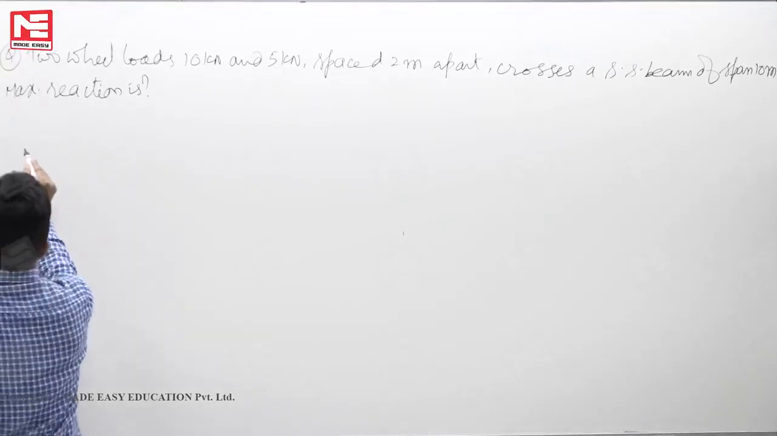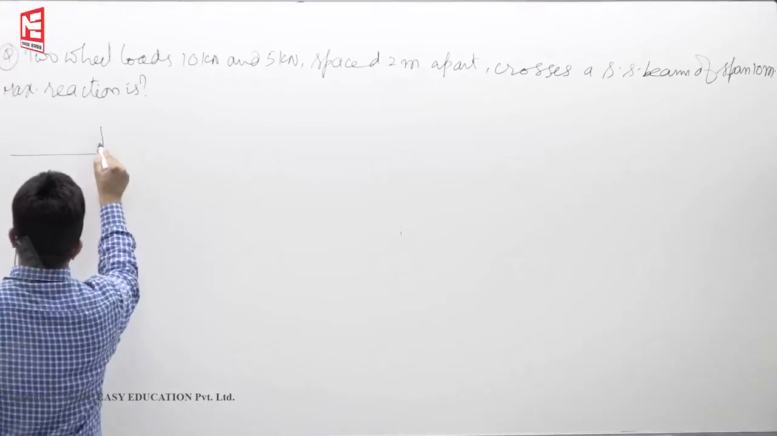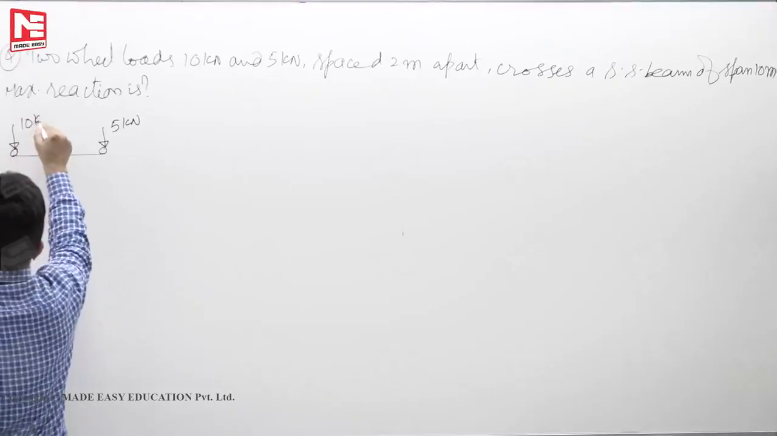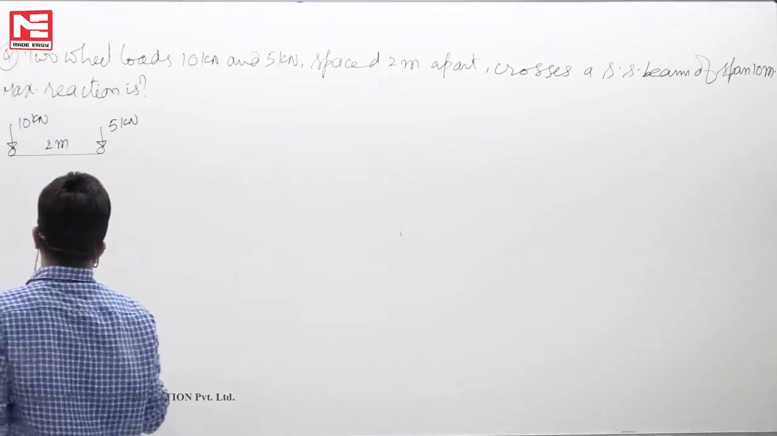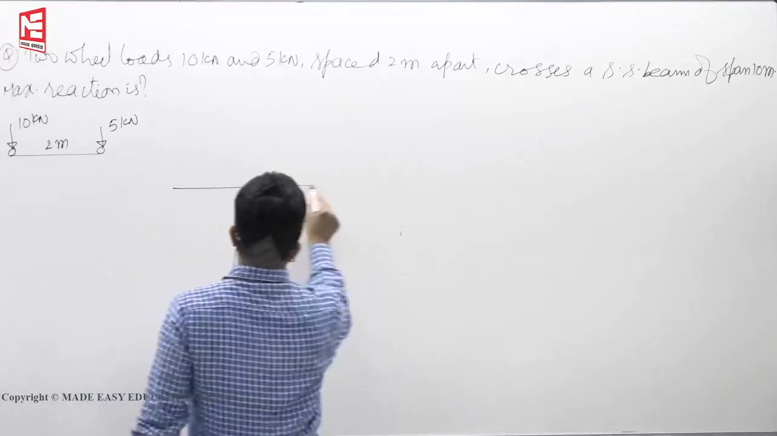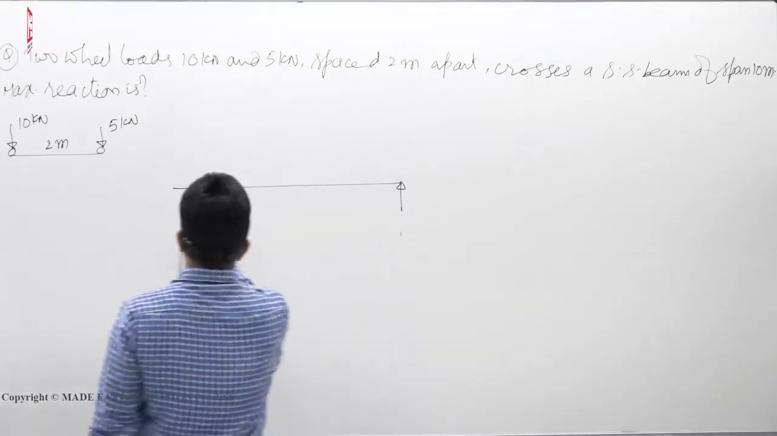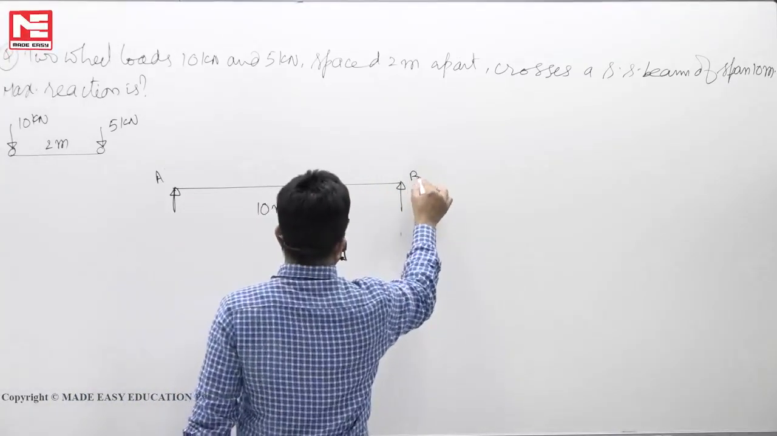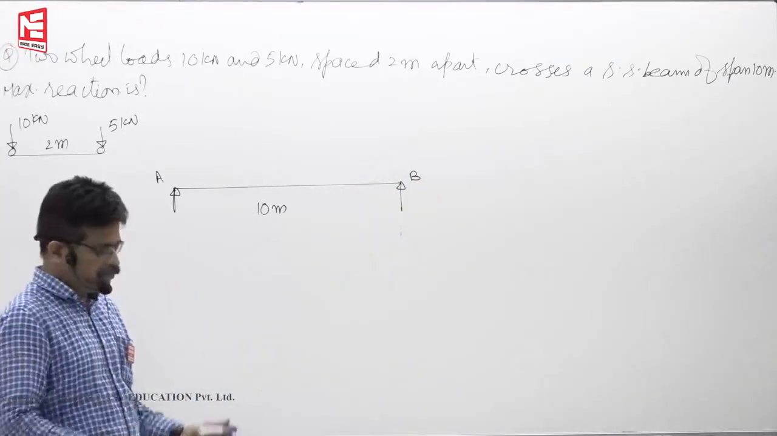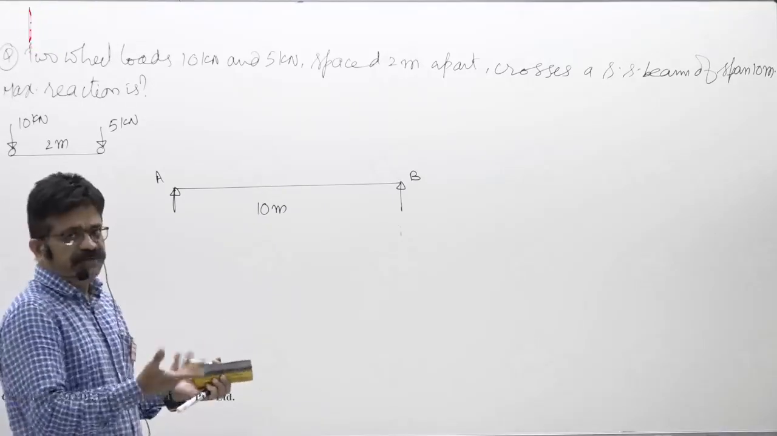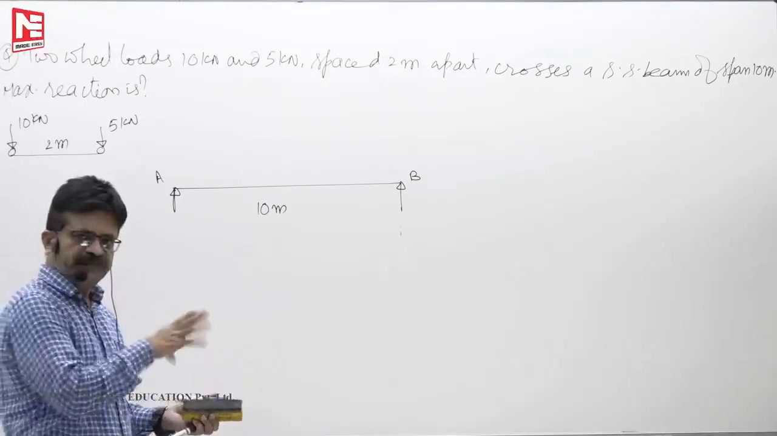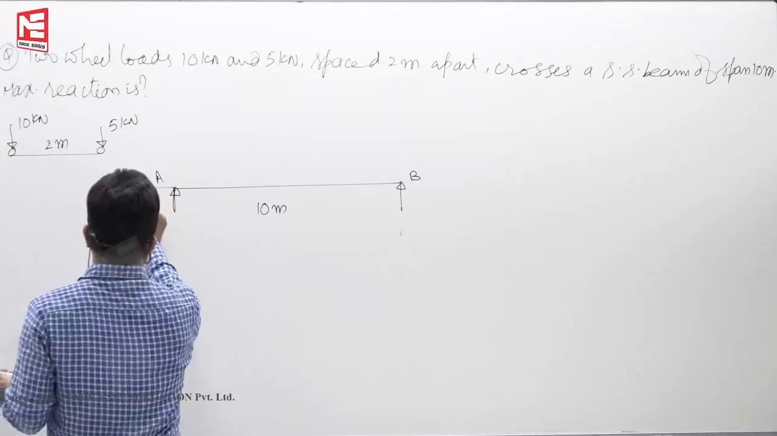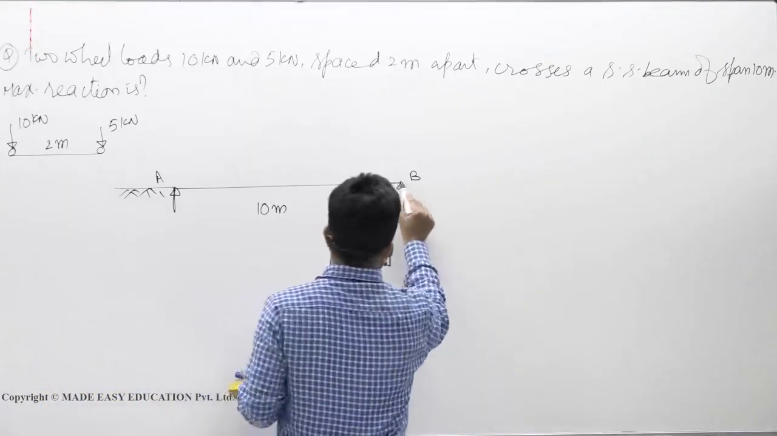Based on the description, first you must draw the diagram. 5 kilonewton, this is 10 kilonewton, spaced 2 meters apart. Now you have a simply supported beam whose span is 10 meters, A, B. He didn't give you to find VA or VB. That means it is our choice. You can find VA or VB, but it should be maximum. And assume that there is a ground here. Here also ground.